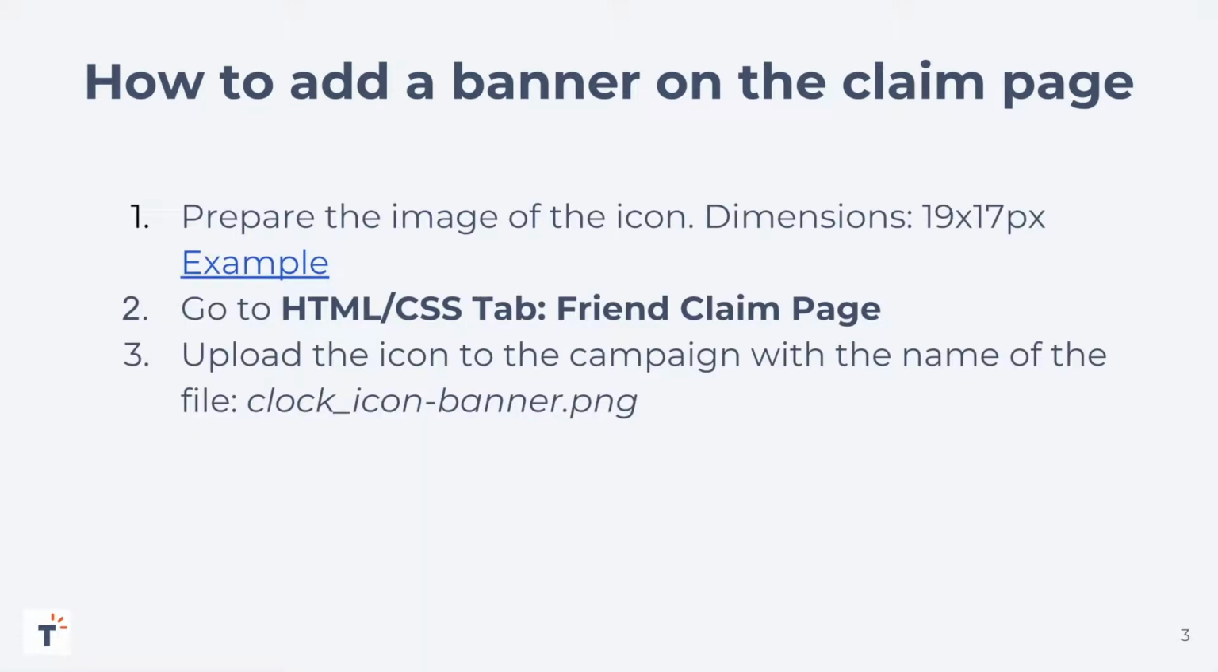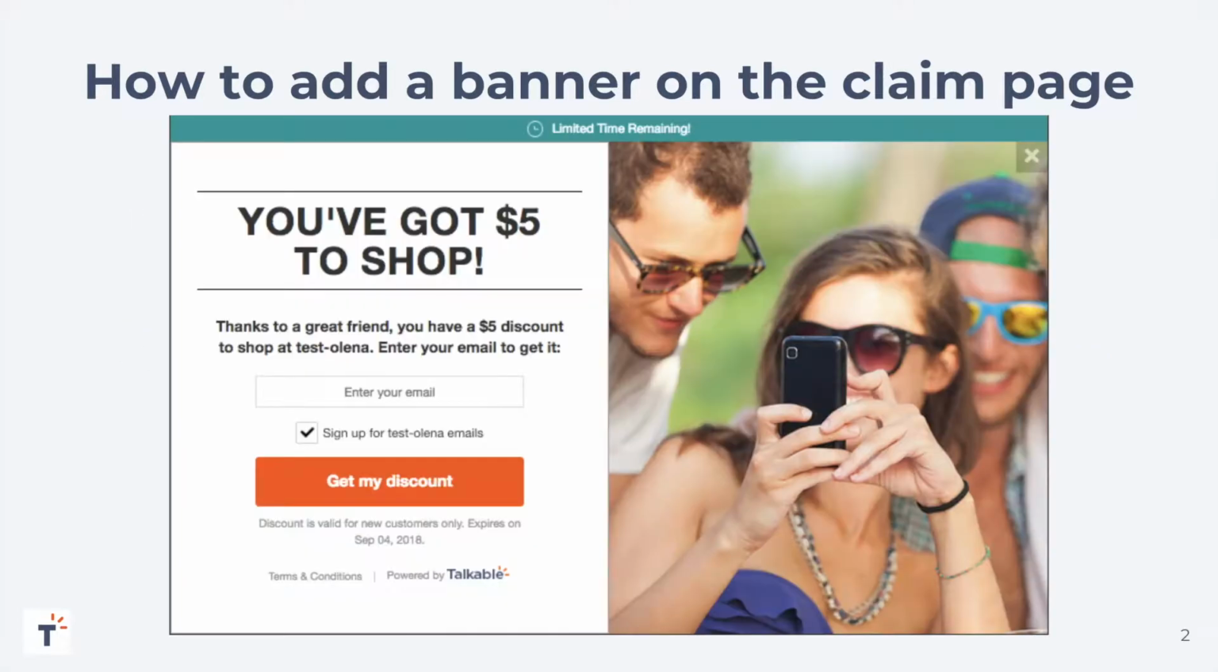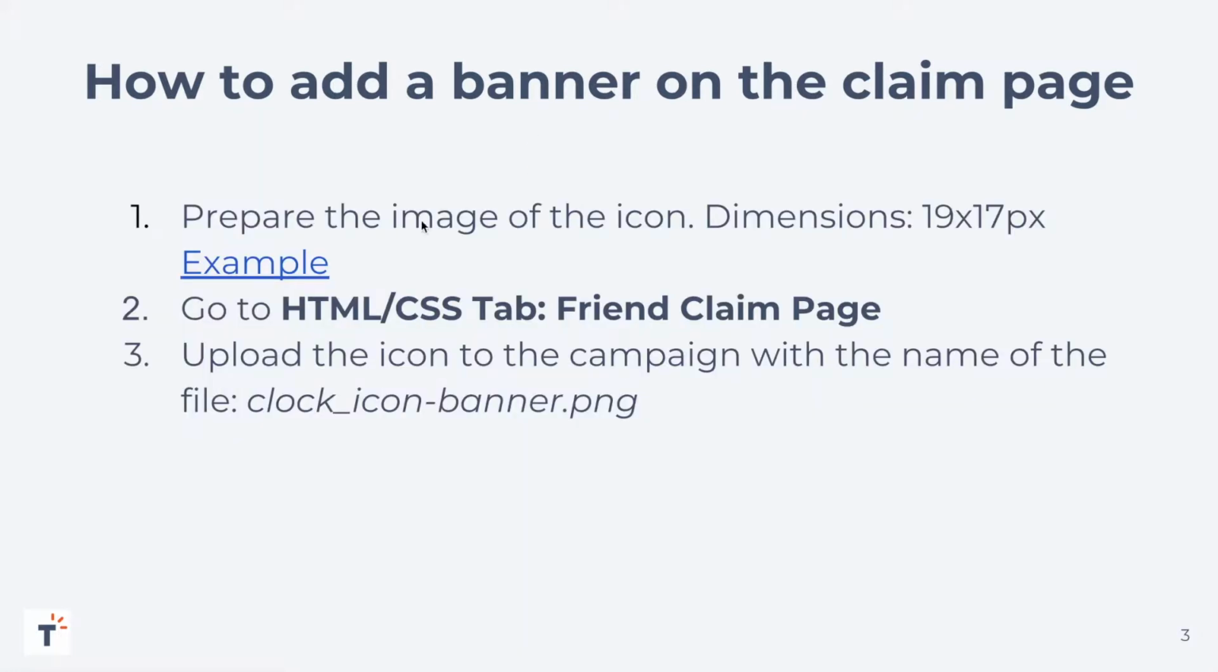First of all, you're going to prepare this little icon image. So that's that little clock that's here. You could use a different one, but otherwise you can use this one, which is 19 by 17. Then you'll go to the HTML and CSS tab under the friend claim page and upload this specific clock icon.